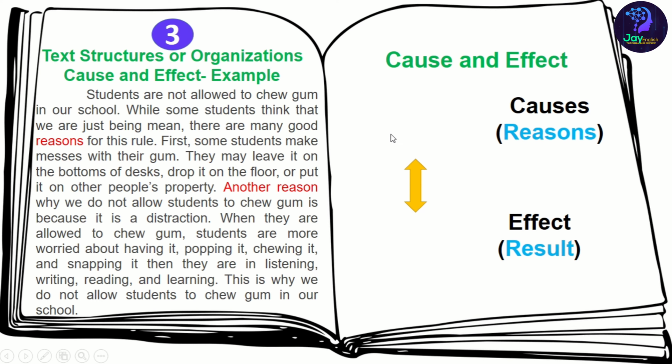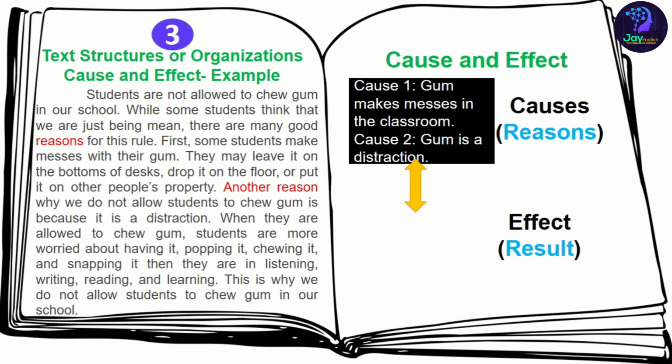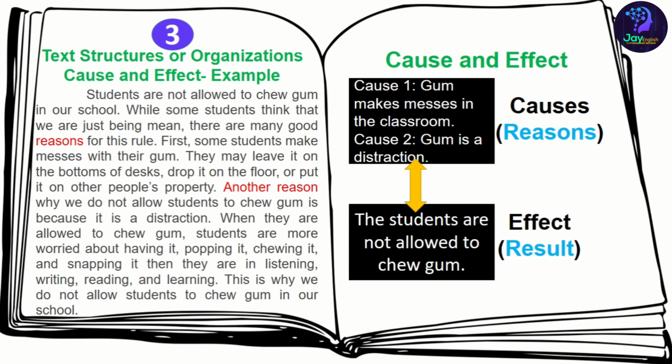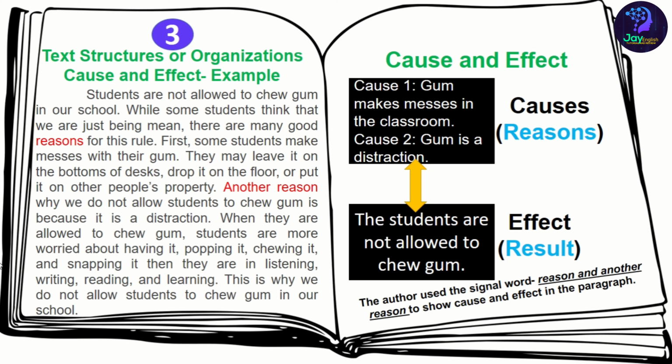So in this example, we have two causes or reasons. The first one is gum makes messes in the classroom, and the other one is gum is a distraction. And the effect or result is the students are not allowed to chew gum. Also, the author used the signal words reason and another reason to show cause and effect in the paragraph.